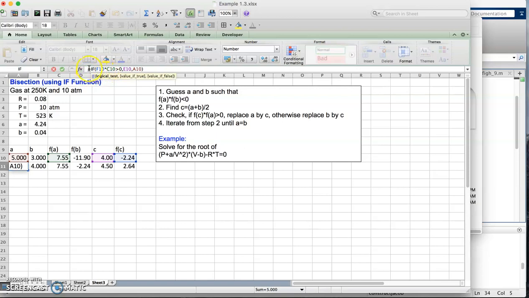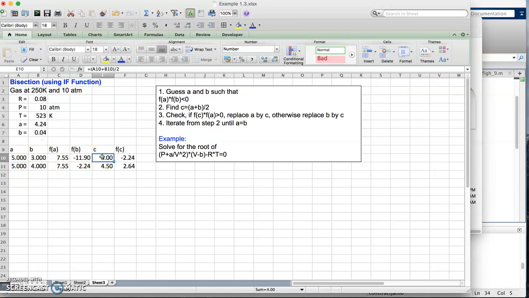You start with an equal sign, then you type if, then open parenthesis, if F10 times C10 bigger than 0. Let's see, F10 is this, C10 is this. If this times this is positive, then we have to replace a. But because this is negative, right, this times that is negative, you're going to replace b by c. So a is going to be intact, and you see that b now is replaced by c.